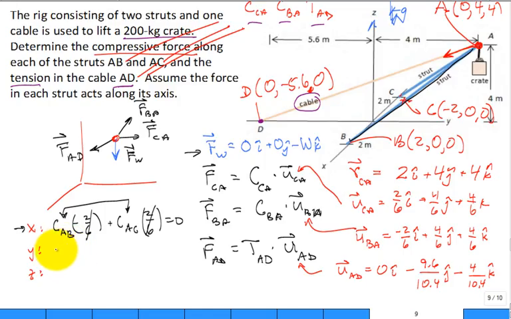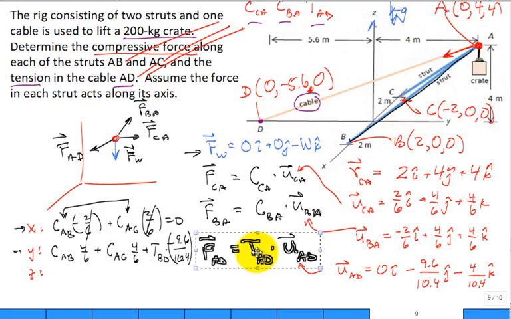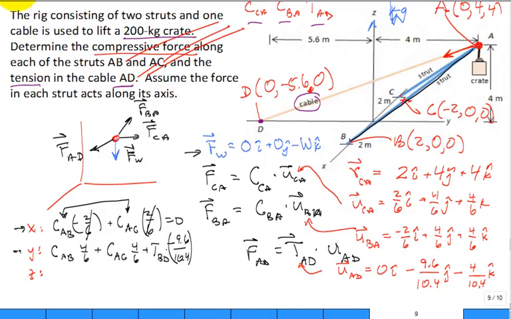All right, let's go to the second equation, the sum of the forces in the y. We'll have the compression A to B times 4/6 plus the compression A to C, and that's 4/6 plus, well, I'm going to put the tension in B to D times a negative 9.6 divided by 10.4, and I ran out of room. Of course, I always run out of room. Let me move this out of the way. I don't want to erase it. Just move it out of the way, and we'll come back here, and that sum's equal to 0 in the y.